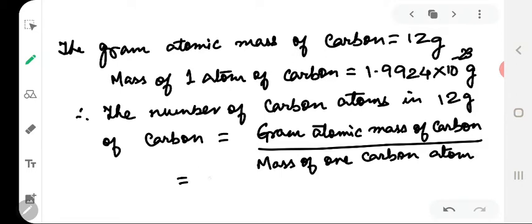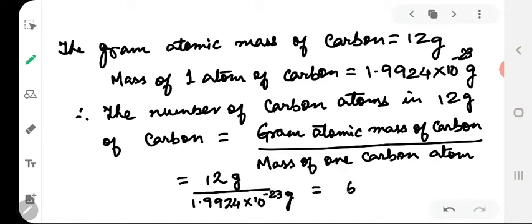So this is equal to 12 gram divided by 1.9924 into 10 to the power minus 23 gram, and that comes out to be equal to 6.022 into 10 to the power 23. Let's take one more example.